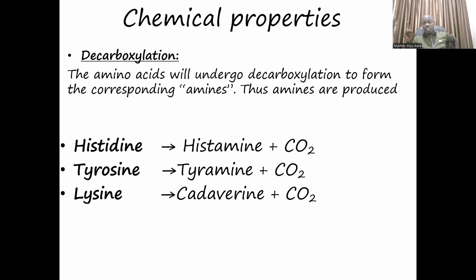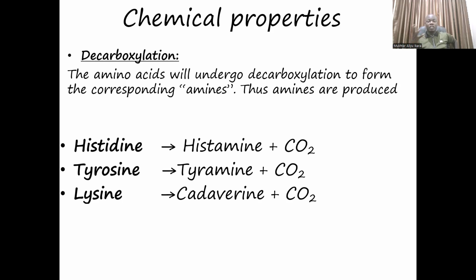When you say decarboxylation, it means the removal of CO2. Decarboxylation is the process whereby CO2, that is carbon dioxide, is removed from a compound. So an amino acid undergoes the decarboxylation reaction to produce corresponding amines. So the amines are produced.